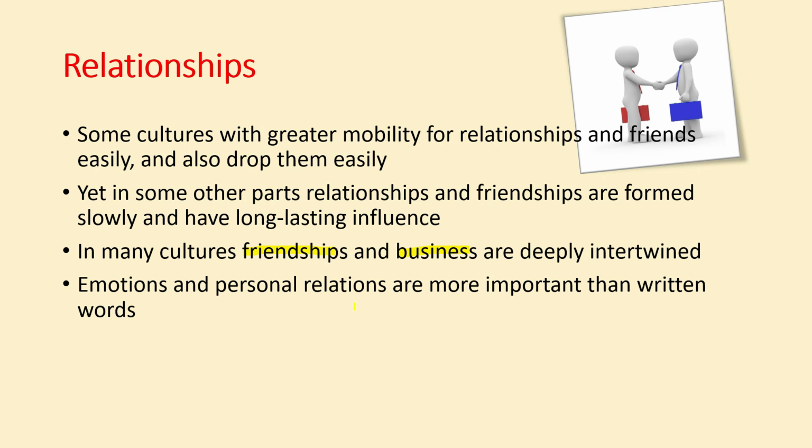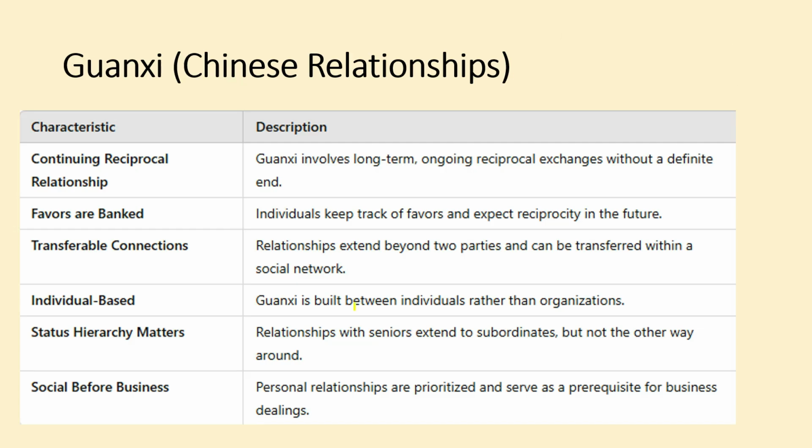This is an important concept. Guanxi, or the Chinese relationship, is something very peculiar about the Chinese, and it's something that Westerners are trying to understand, because it is ingrained within their business relationships as well. In this Chinese relationship, there is reciprocity, because it is a long-term, ongoing reciprocal exchange without a definite end. Favors are noted down; individuals keep track of favors. These are transferable connections, because a relationship extends beyond two parties and can be transferred within a long social network.